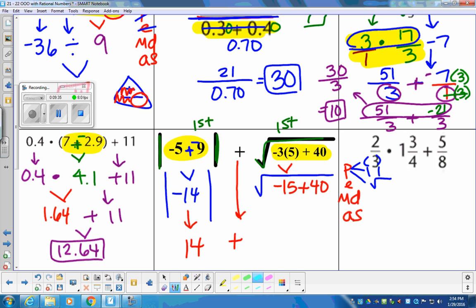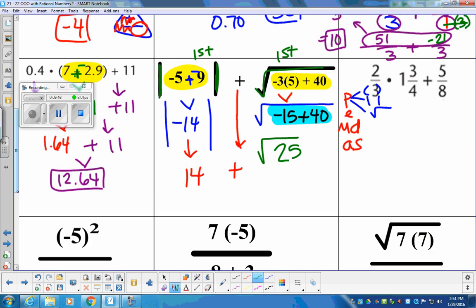I'm going too fast. Go ahead and pause that video. So we have -15 plus 40 gives me 25 living in the square root. The square root of 25. So if we think about what a square root really is, it's a square that has the area of 25. We want to know what is the side of that square. What's the side of a square that has the area of 25? We should be saying 5.